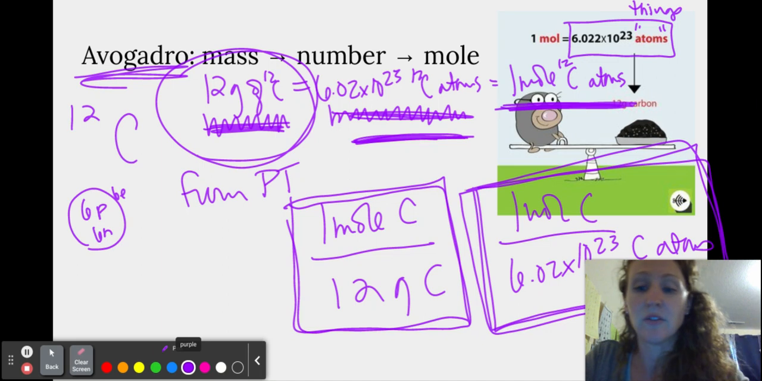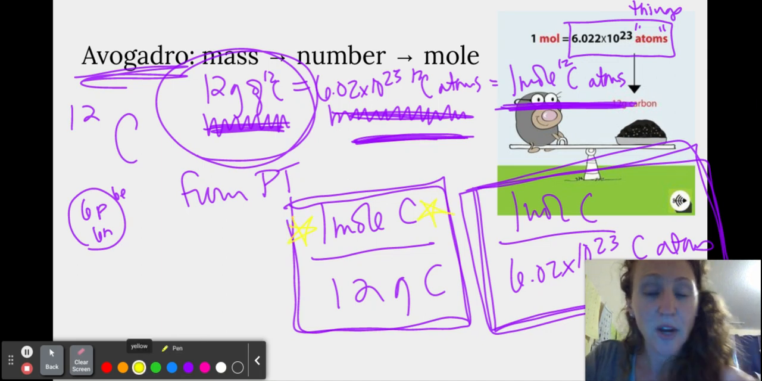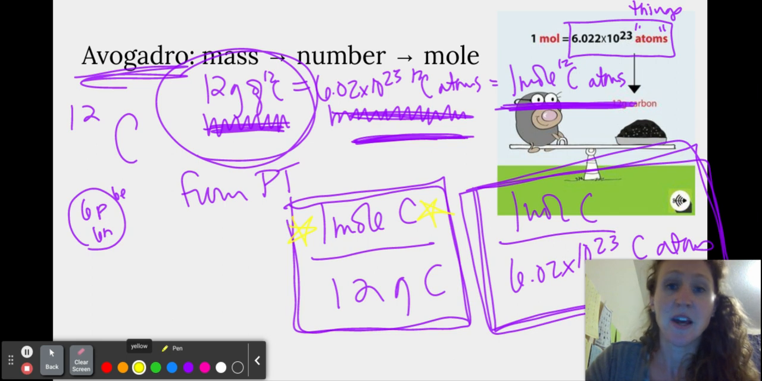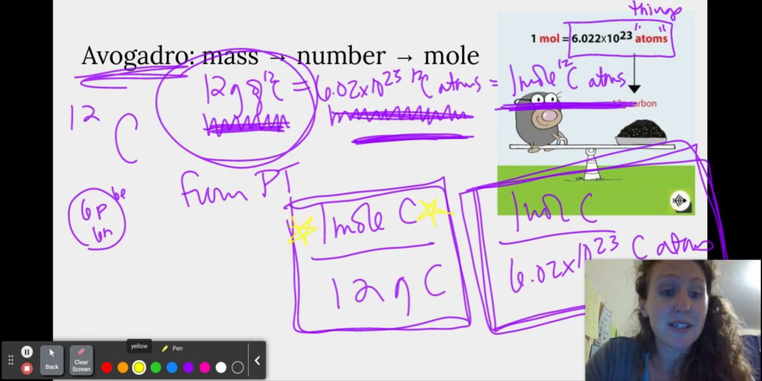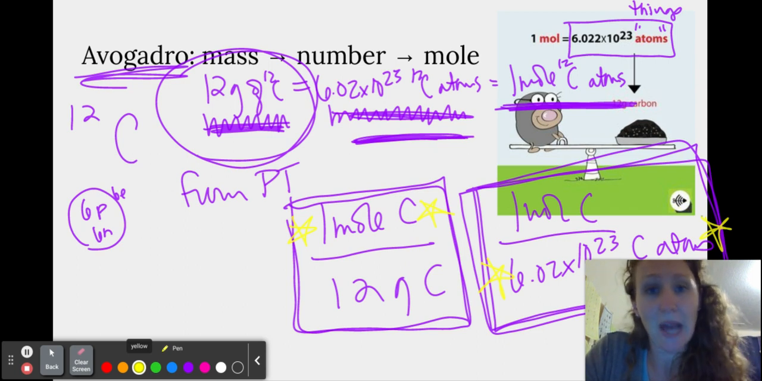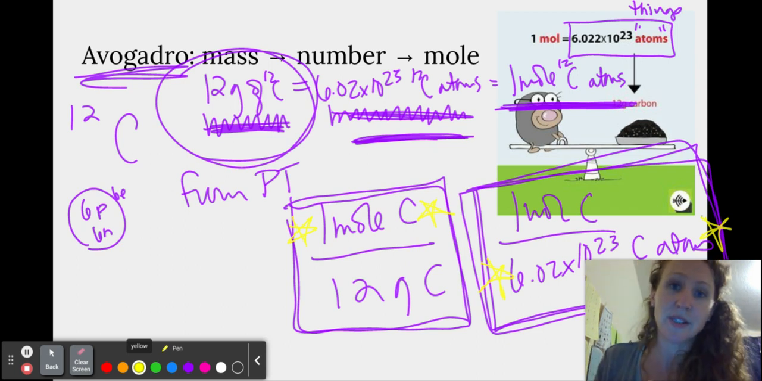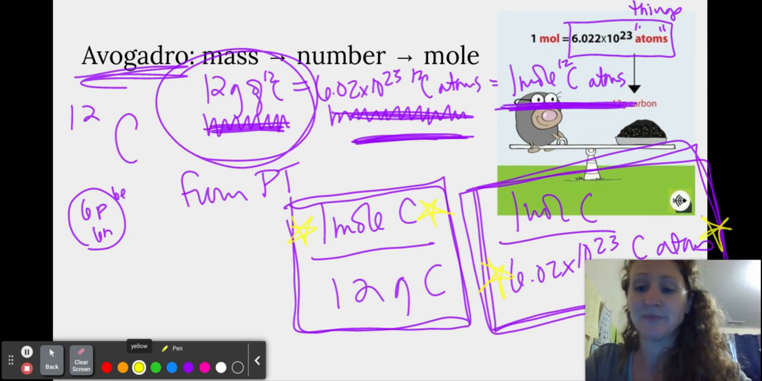If it's convenient for us to measure in terms of moles, that's great. We can measure in terms of moles. But if the answer we want is in terms of atoms, that's great too. We can convert into atoms. We can measure in moles and convert into atoms. It's all very convenient. So this is why the mole becomes such a big deal for us as chemists.